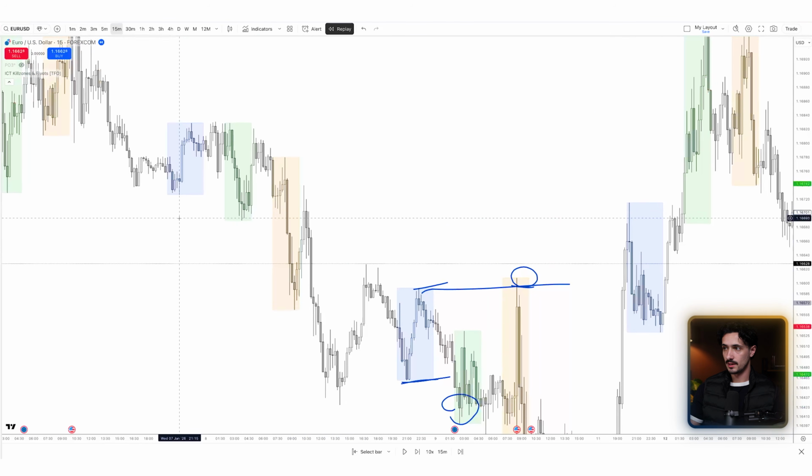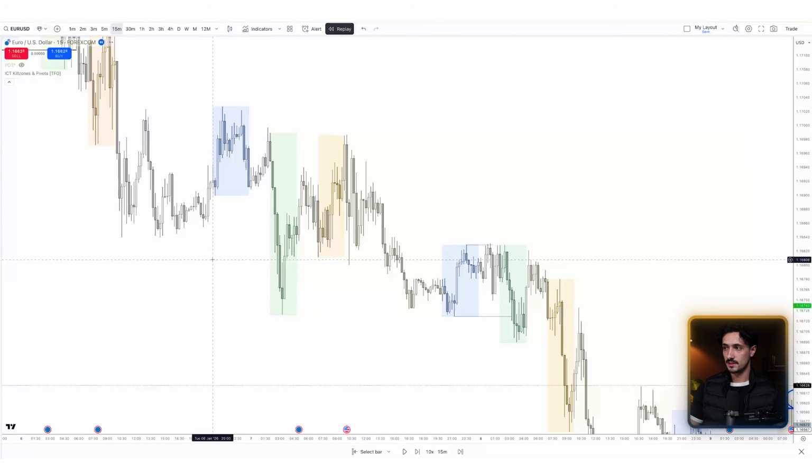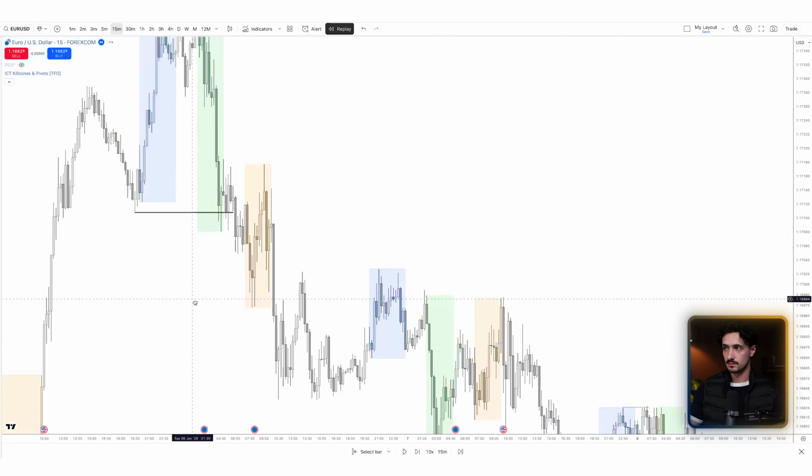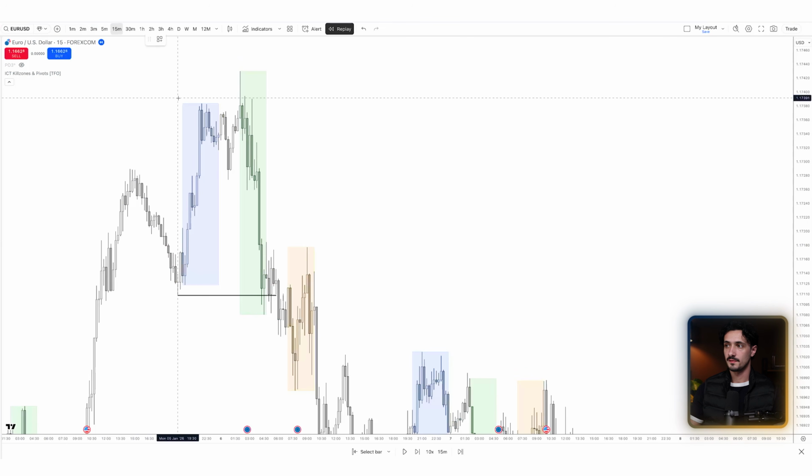Let's go to the day before that. Notice that we have the high in here, it gets taken out, and then the lows get taken out. And so after being in this market for years, right, the lows get taken out. In this example, perfect manipulation. Highs get taken out, reversal, lows get taken out.